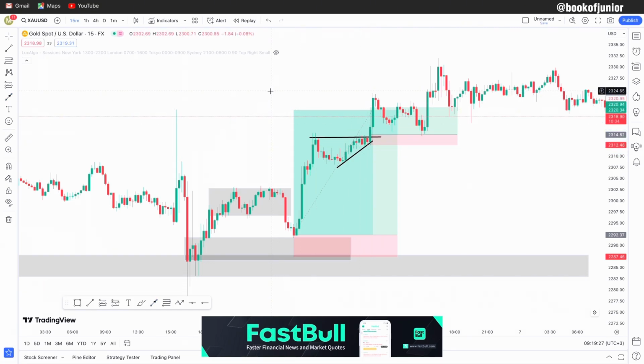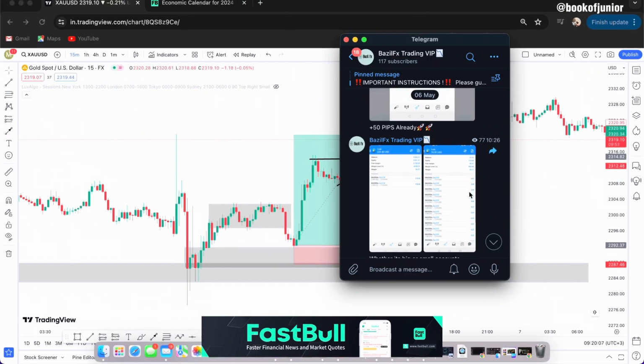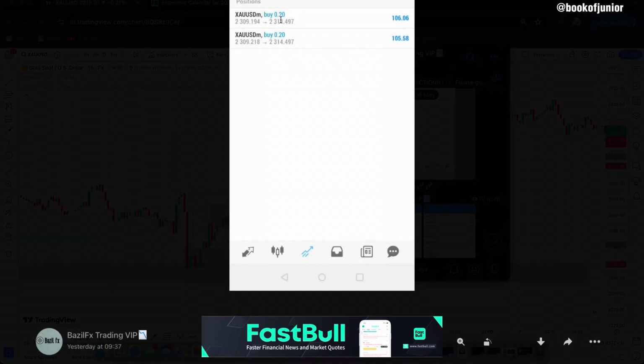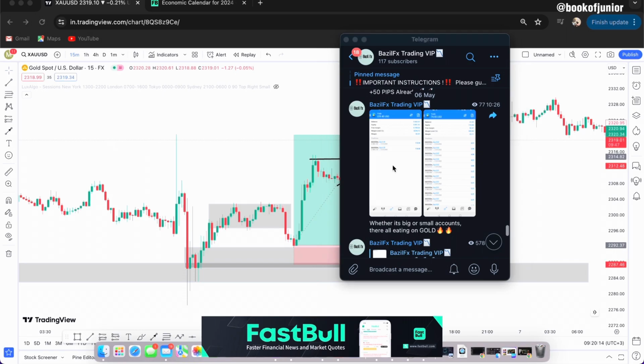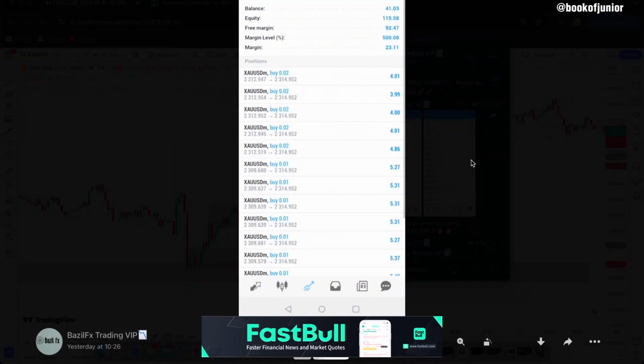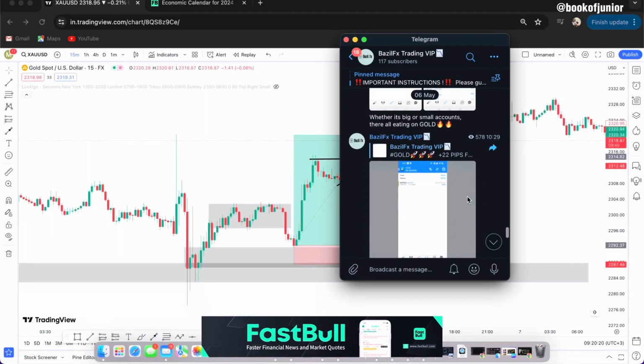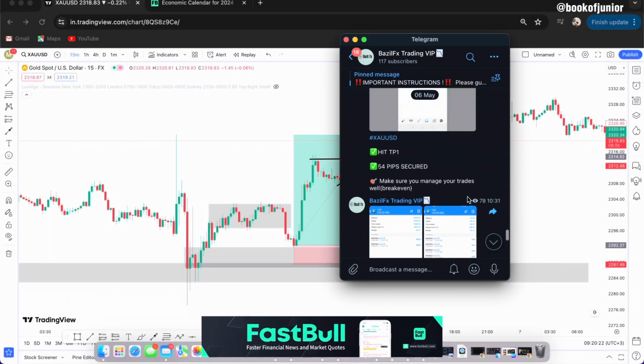Let me show you my VIP. As you can see, traders, this was the trade we sent out. Right here, we placed a small lot size for the second trade, and everyone made money. Look at that. Smaller accounts made money off this gold pair. Literally everyone made money. We secured first take profit, 54 pips.